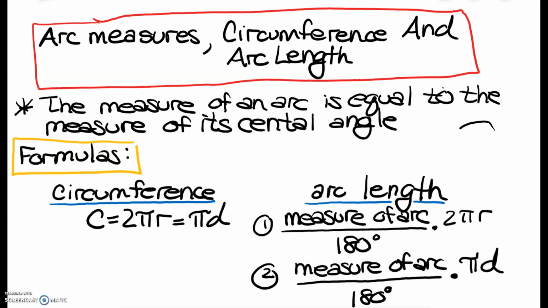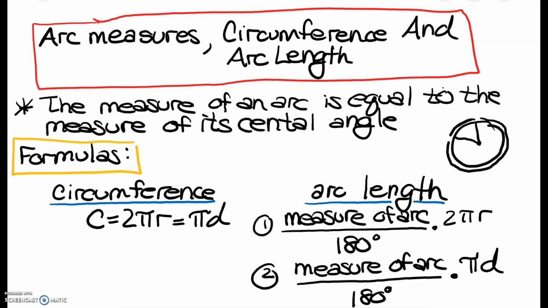So if we're talking about an arc, this right here could be an arc. That's called a minor arc. This is a major arc, something that's bigger than 180 degrees. So that's a major arc. But those are arcs, and arcs are measured in degrees.